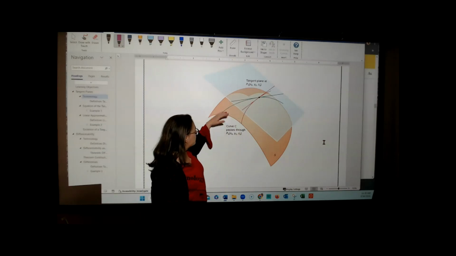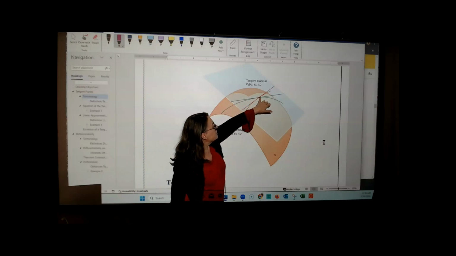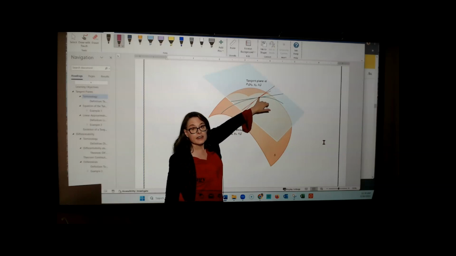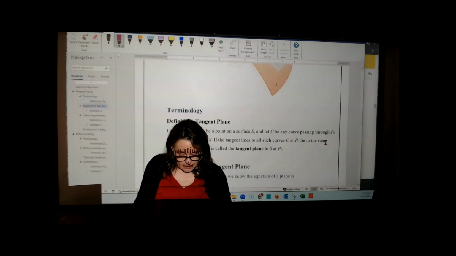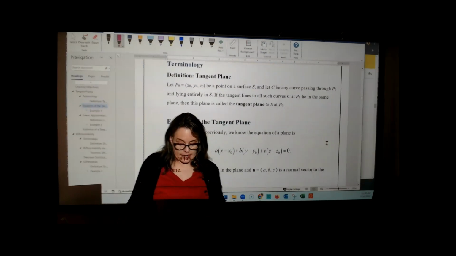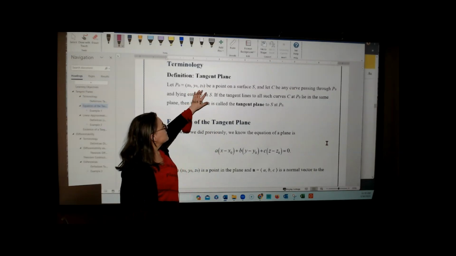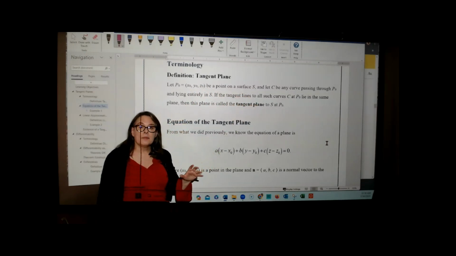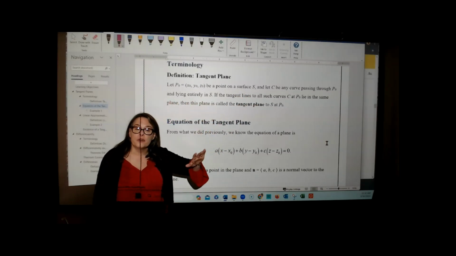Then what we have is curves that pass through that point. But within the tangent plane, we have tangent lines that attach here and spin around in all directions, generating the tangent plane. Let's formally define the tangent plane now. We have our point, x naught, y naught, z naught, and it's a point on some surface. And we're going to let C be any curve that passes through that point, but lies within the surface.